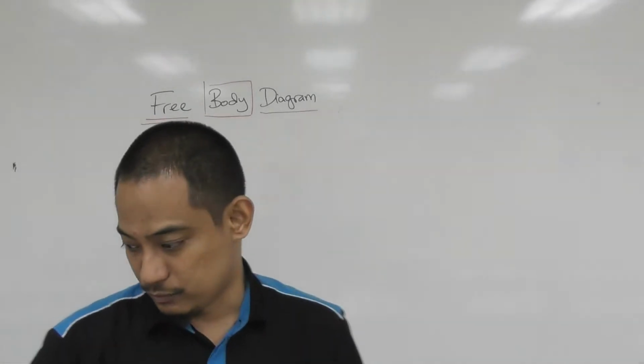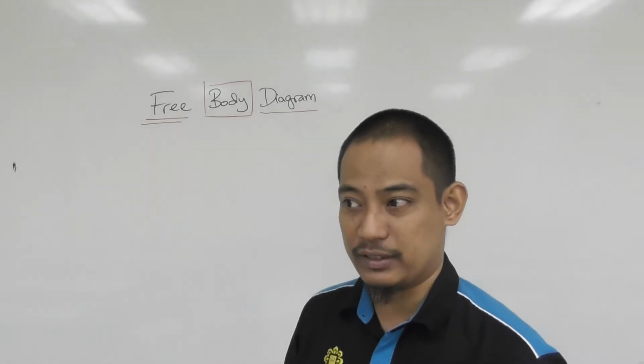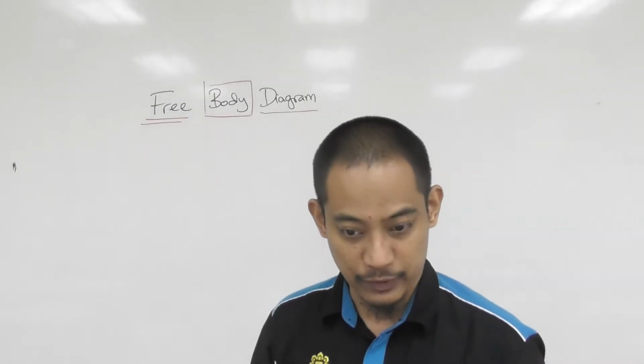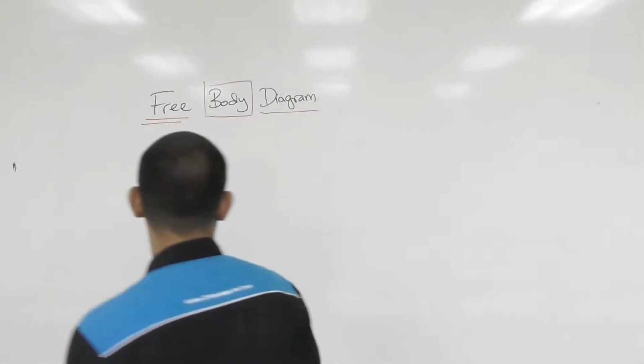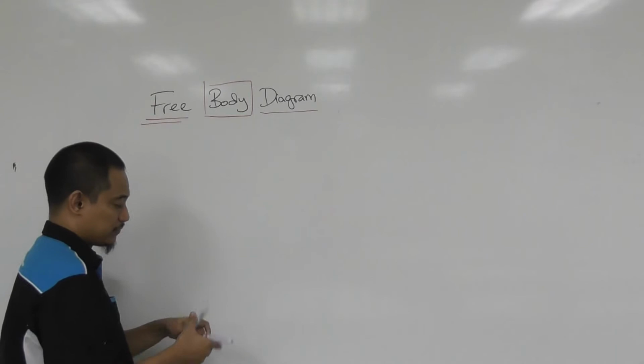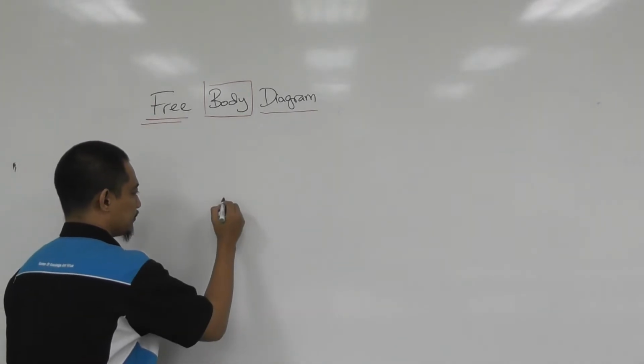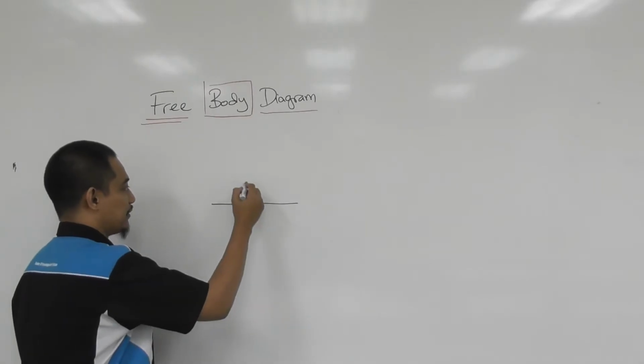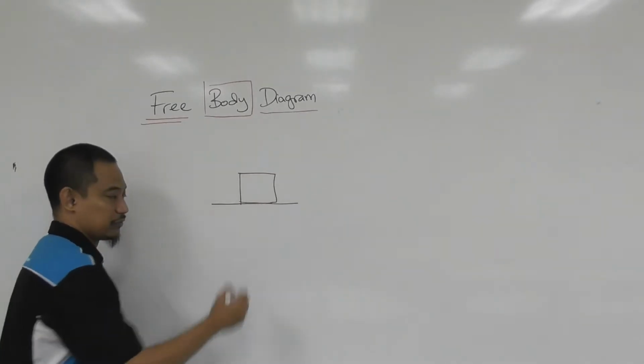When we say it should be free, meaning that, let's say we have a ground, a floor, and then we have an object here, a box on the ground.